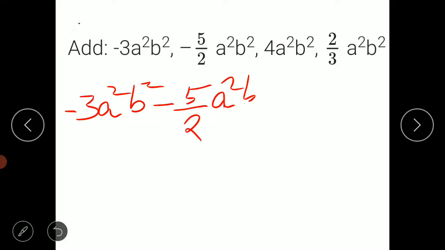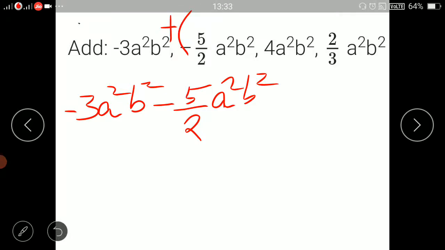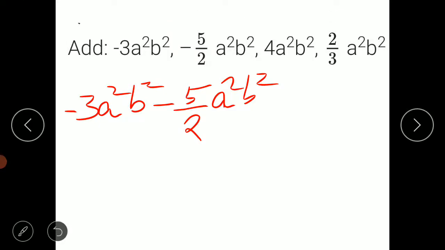Directly you can copy with sign. Anyhow, if you write the step like this, plus of minus 5 by 2, we will be opening the bracket, plus into minus, minus, it remains same. So directly you can do like this. When you are going to add the expressions, each expression is containing only one term. So the first expression we need to add only.